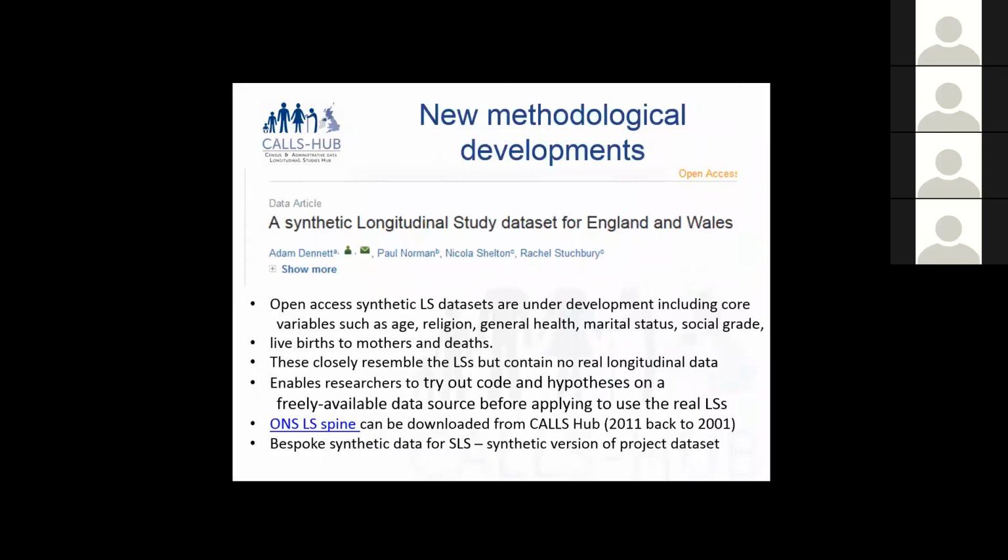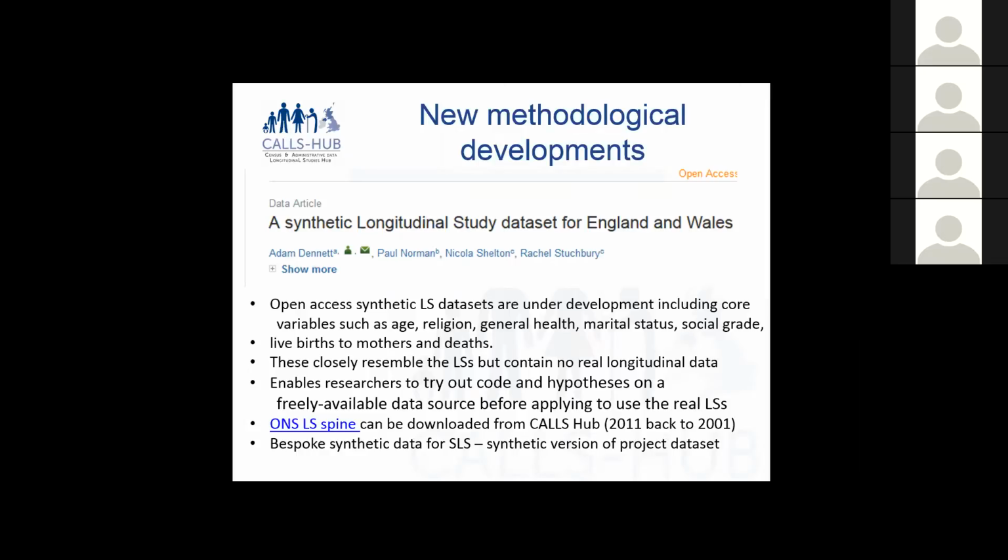And finally, a methodological paper here, which is really aimed at making easier the access to longitudinal data. This is a paper led by Adam Dennett that develops a synthetic longitudinal data set for England and Wales. So here we have work trying to produce open access synthetic longitudinal study data sets, some which cover key core variables such as age, religion and general health.